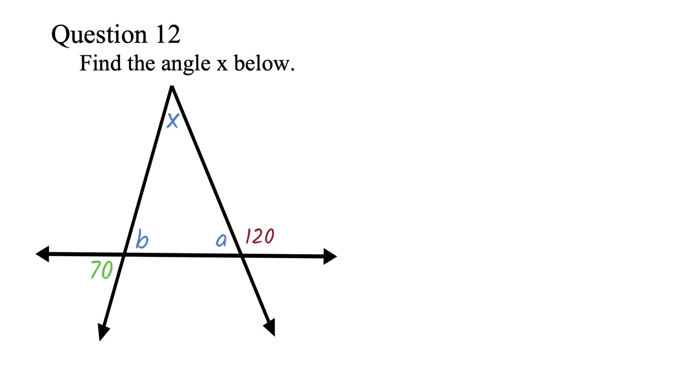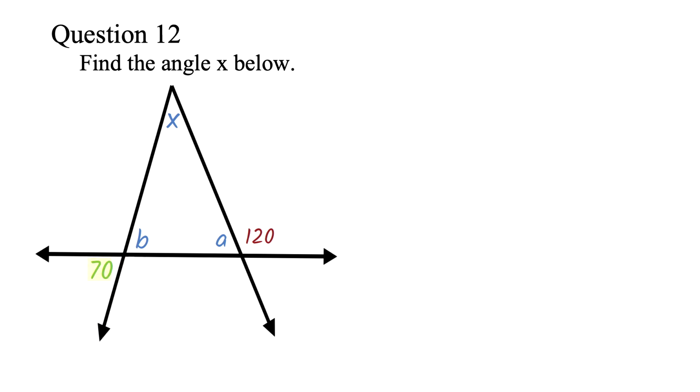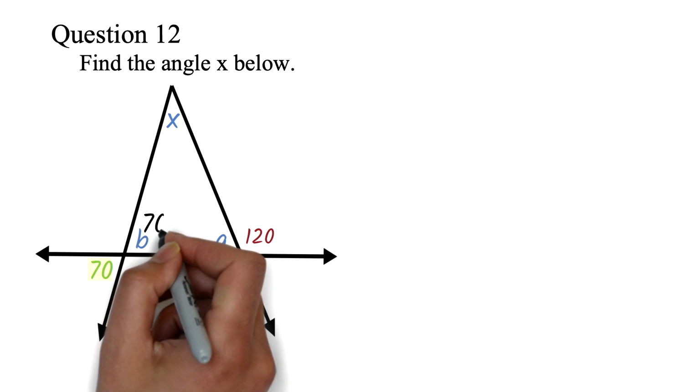Question 12. Find the angle x below. You can have questions in which you'll need to use other properties of straight lines to get the interior angles of the triangle. The two most common ones are vertical angles and angles on a straight line. We've already done both. In this question, we can find angle B using the idea of vertical angles. We know that vertical angles are equal. So if this angle is 70 degrees, then the opposite angle B will also be 70 degrees.